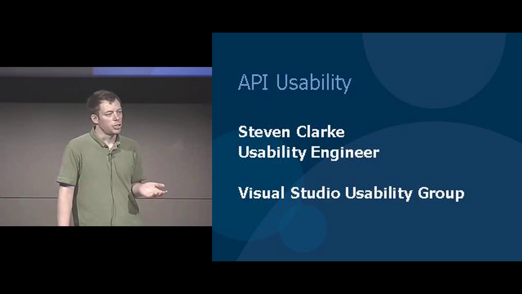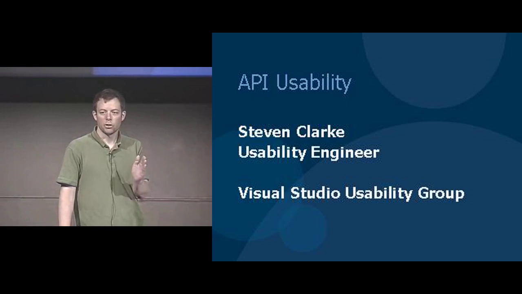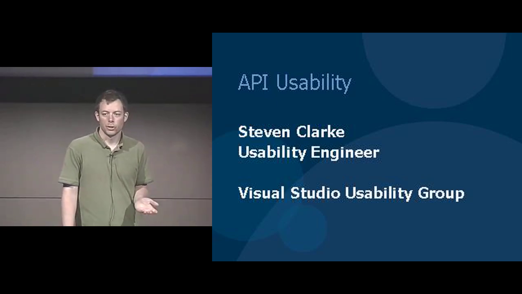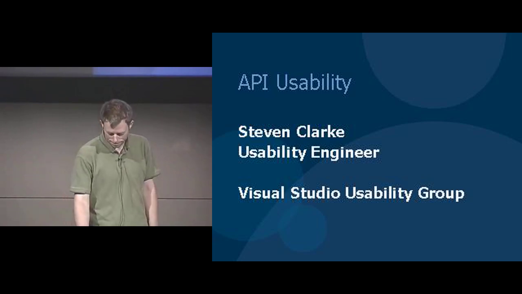I'll talk about ways in which you can gather customer feedback on your API so that at regular points along the project lifecycle, you can stop and take stock and measure whether or not you are going to achieve your goal of delivering a usable API. And then lastly, I'm going to talk about some common problems that we've observed in the usability labs while doing API usability studies.